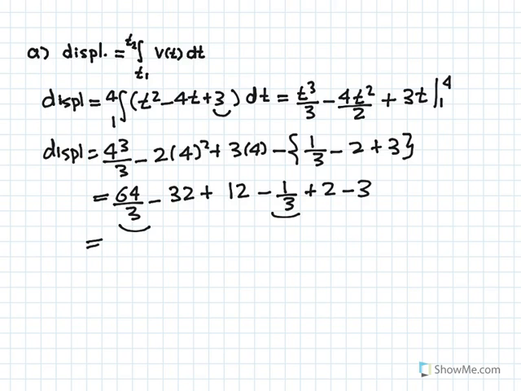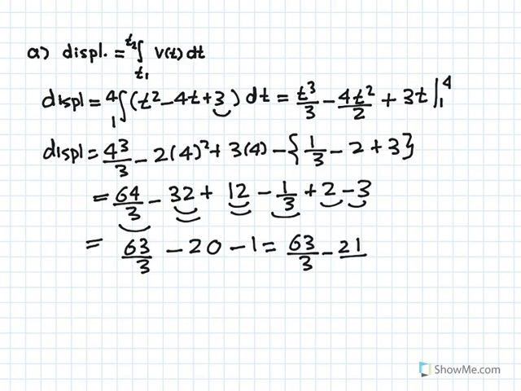Now 64 over 3 minus 1 over 3, that's going to be 63 divided by 3. And minus 32 plus 12, well, 12 minus 32, that's minus 20. And 2 minus 3 is minus 1. So we get 63 over 3 minus 21. Write this over 1 and take a common denominator. 3 goes into 3 one time, we get 63, minus 3 goes into 1 three times, 21 is 63. That's equal to 0. Therefore, we can say that the skateboarder has a net change in position of 0 meters.